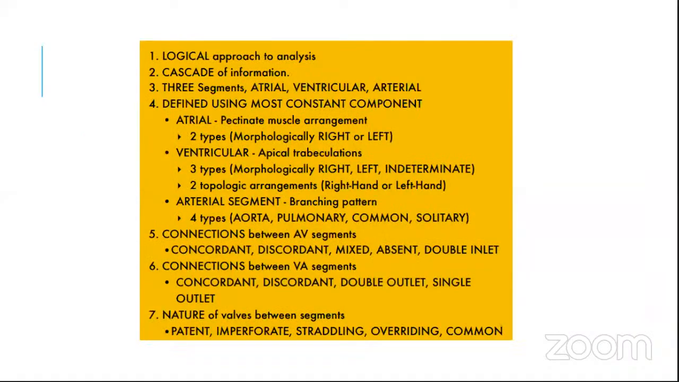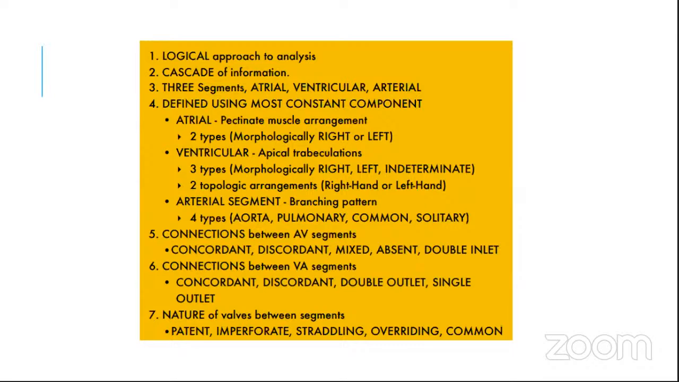So in summary, for approaching the analysis, the cascade of information, we have three segments: atrial, ventricular, and arterial segments, defined using the most constant component. For the atria, we have the pectinate muscle arrangement, which forms two morphological types, right or left. For ventricular, apical trabeculation is the most constant component. It has three morphological types: right, left, and indeterminate.